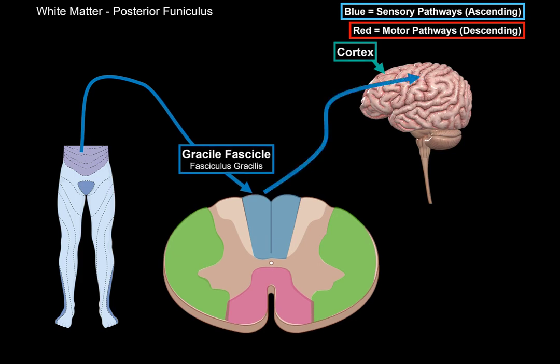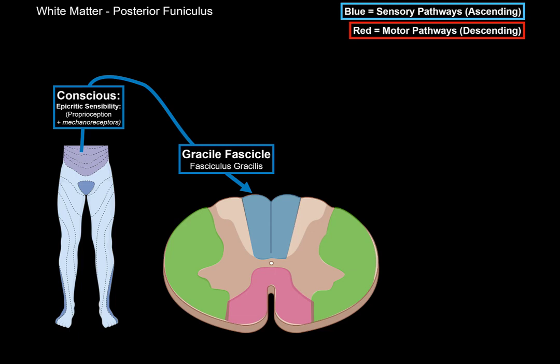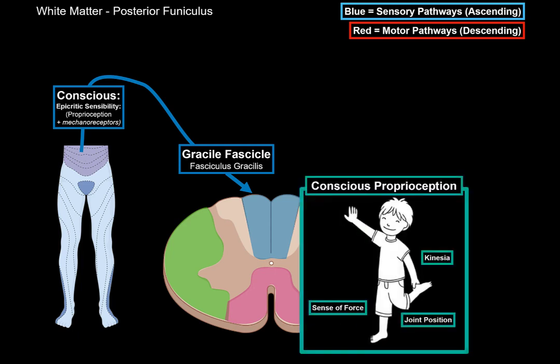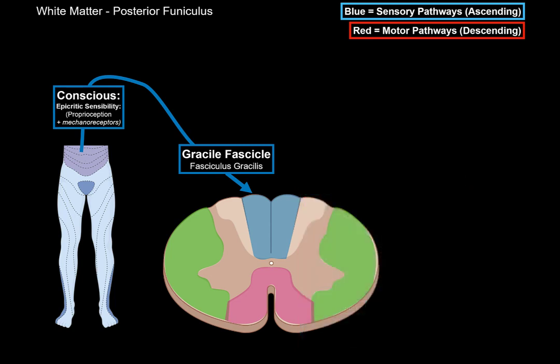And since it brings information to the cortex, remember, its function is conscious sensation. In this case, it's responsible for the epicritic sensibility of the lower parts of the body. Epicritic sensibility means conscious proprioception, which remember is kinesia, joint position, and the sense of force. But epicritic sensibility also means receiving information from the mechanoreceptors.